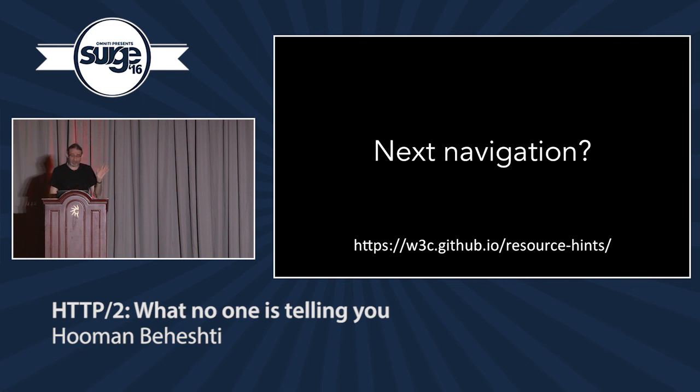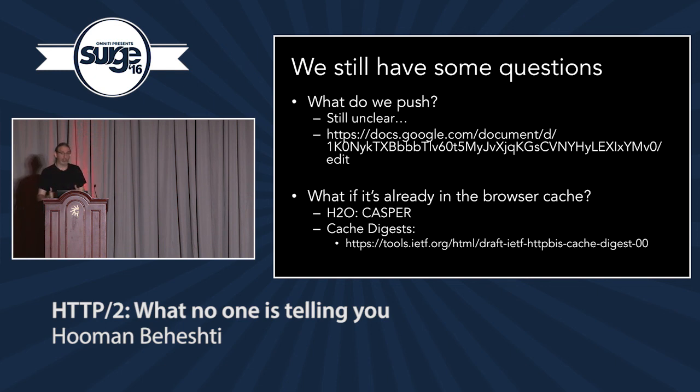And even when all that's figured out, we still have our two big questions. What do we push? We still don't know. Google published a paper. It's actually a really nice paper. It's not totally all the answers, but they did some studies, and they have some general rules of thumb. It's a better place to start than zero. So I highly recommend you read that. I'll make sure these slides are available afterwards because there are a lot of references in here.